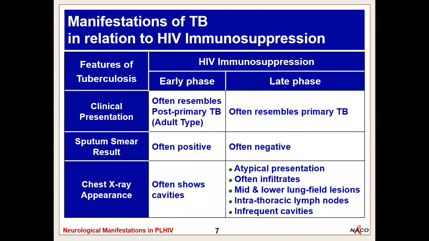We know that sputum smear results are often negative in the late phase of HIV. And in the chest X-ray, in the early phase, because that's the adult or post-primary type, you see the upper lobe involvement and mostly get the cavities. In the late phase, you get the atypical presentation, often with infiltrates, and the involvement is of mid and lower lung field lesions. So this is how the difference is in terms of the phase of immunosuppression. Next slide, please.